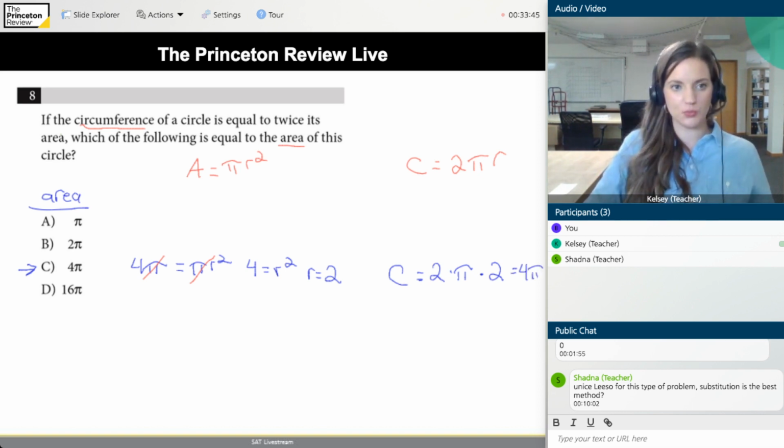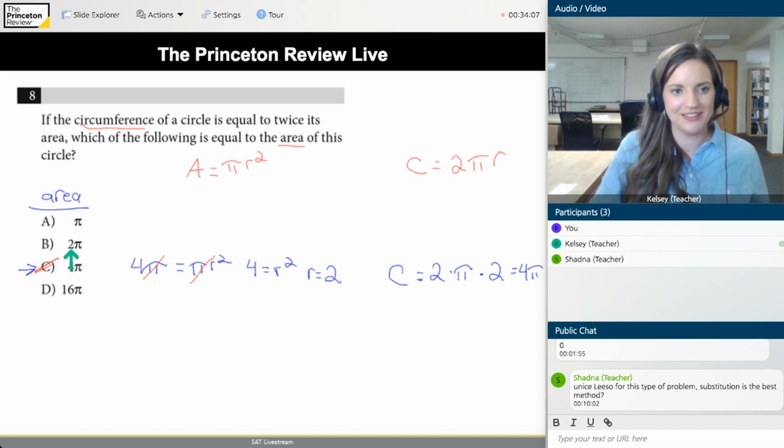So does this work? If the area is 4 pi and the circumference is also 4 pi, not quite, right? We're looking for a circumference of the circle to be equal to twice its area, and those are the same, so that's not what we want. So we can eliminate C. So now, again, just pick another one and try it out. We could do B.